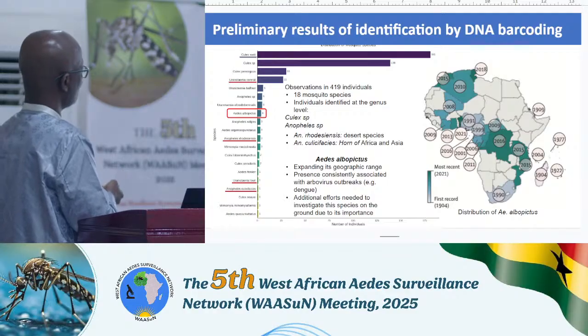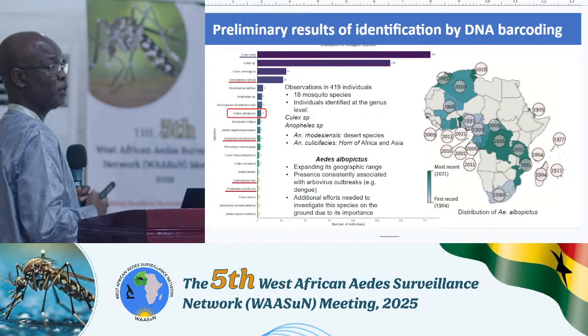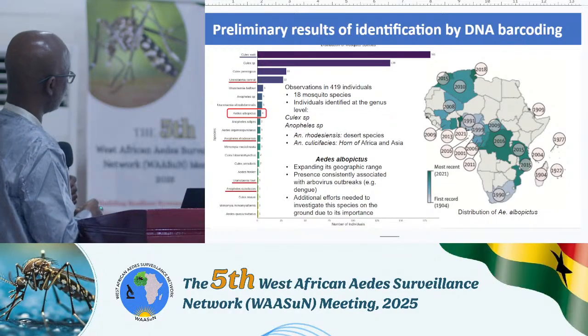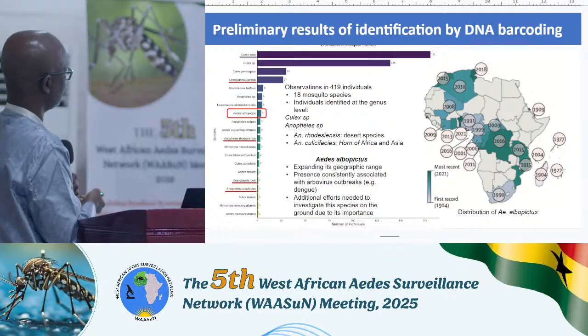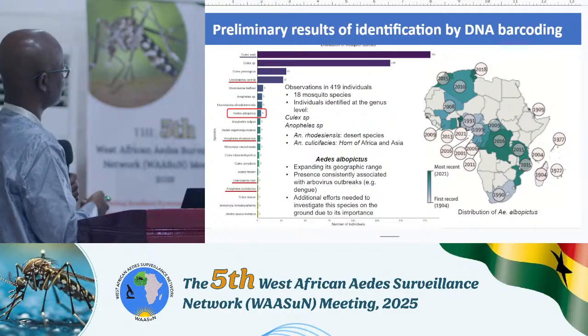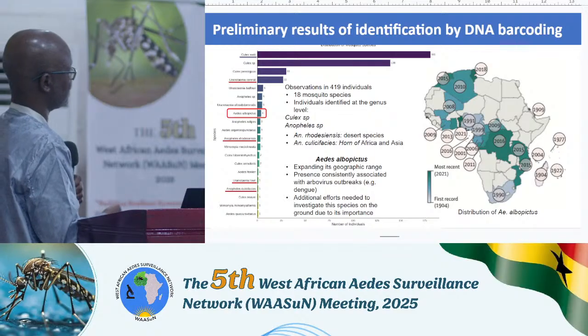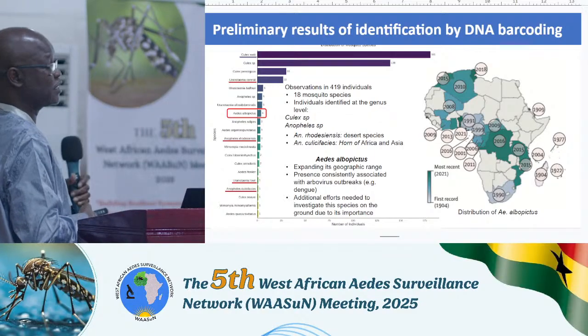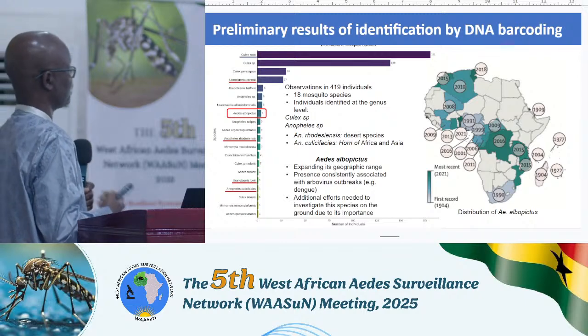And one new collection was Aedes albopictus, which was not reported in Senegal before this study. And we have collected 4 specimens of albopictus, which means that this species is expanding its geographic range. And you can see here the different countries and the year where the species were first reported.